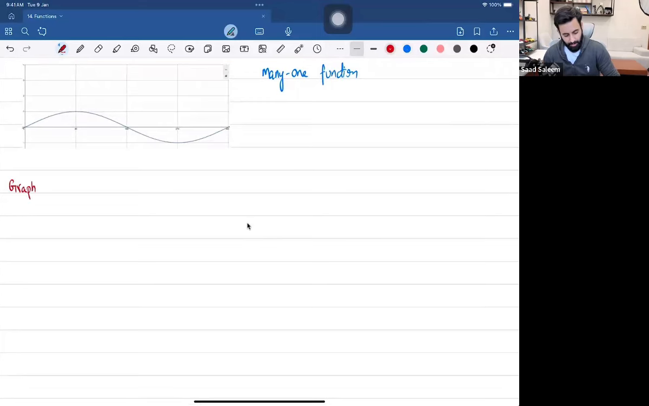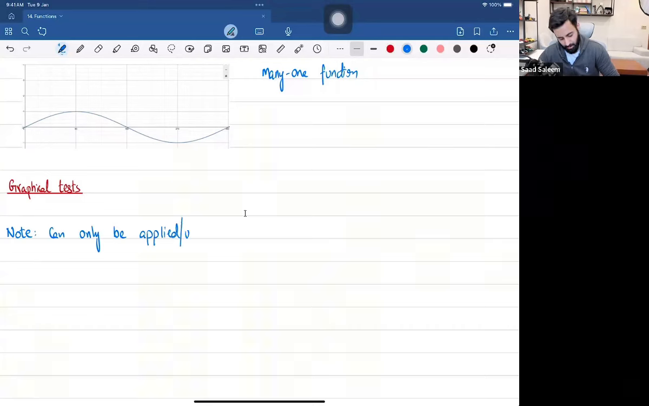Now we're going to talk about some graphical tests. Okay, so sometimes you will come across a question where you'll be given some graphs and you will be asked to identify which one is a one-to-one function, which one is a many-to-one function, which one is not a function to begin with. Okay, so there's an important note that I would like to add here, and that is it can only be applied or used if a graph is given. Okay. Now, what are the graphical tests?